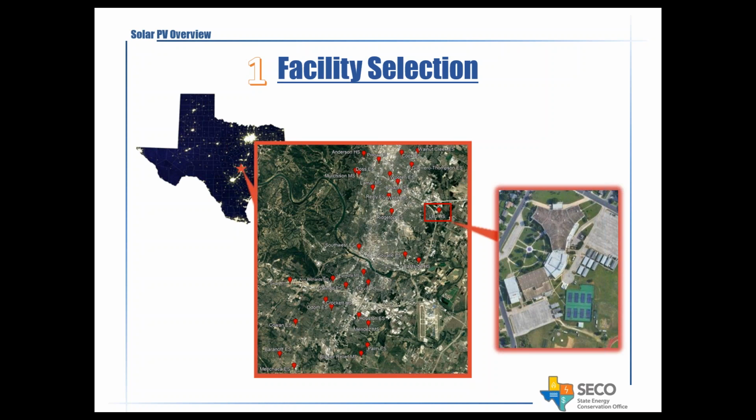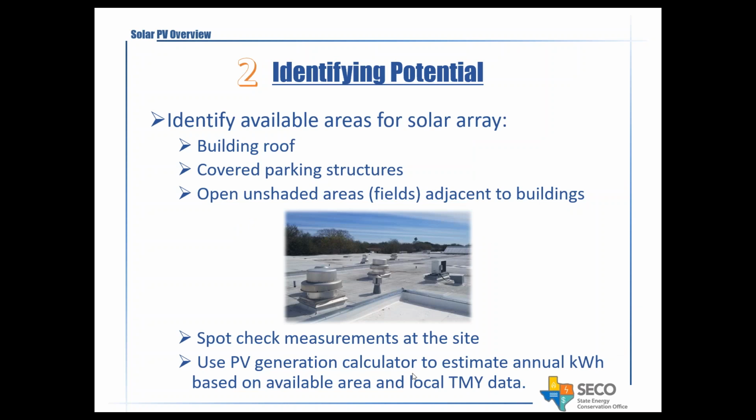So step 1 is the facility selection, and we just provided this graphic to show you, if you have multiple facilities that you're managing, pick which ones you want to do, and then you can zoom in and evaluate, initially by using some satellite imagery that's available online, to see which ones potentially have some areas where you may be able to install solar. But very importantly, you do this initially with the satellite image, but then you have to go to the field to spot check and verify, because the satellite image may be a couple of years old and it may not reflect what you have over there.